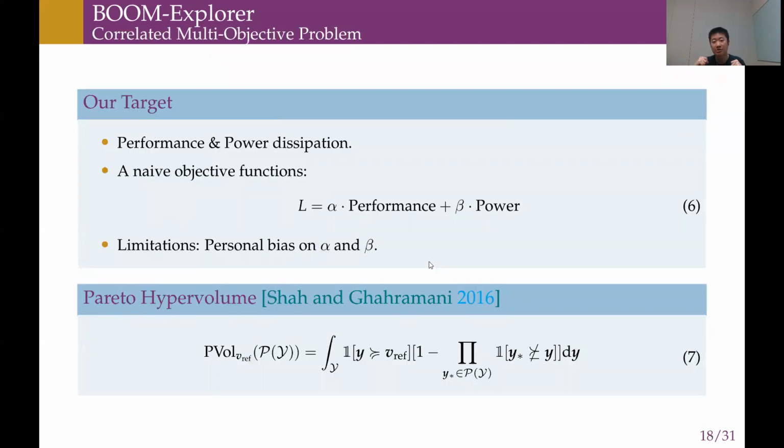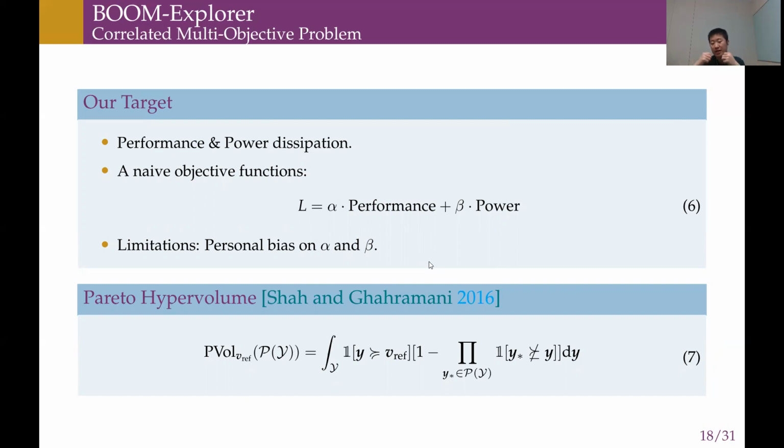And as I introduced the multi-objectives, we can build a math model like equation 6 as our target. However, because these are conflicting multi-objectives, if we want to increase performance, the power will also be increased. But in fact, we want power to be more efficient, which means it can even be decreased.